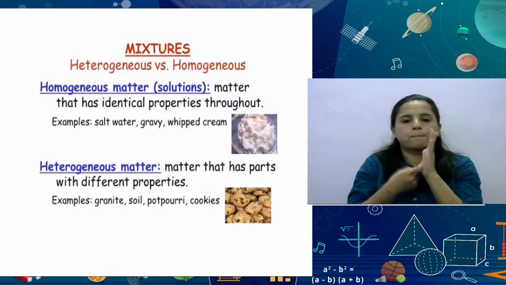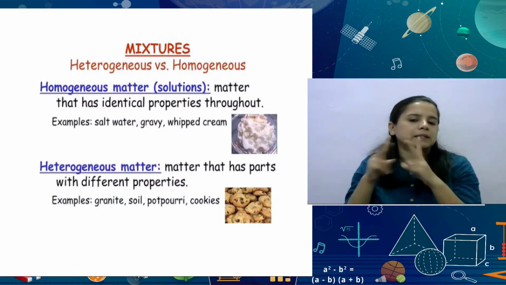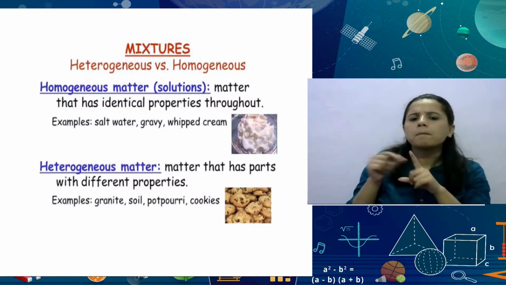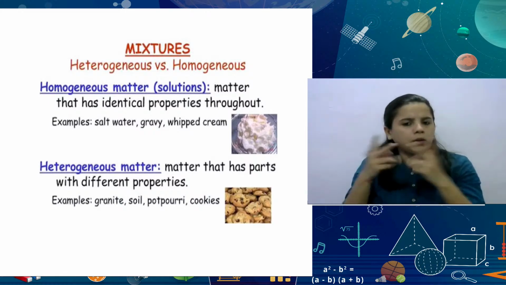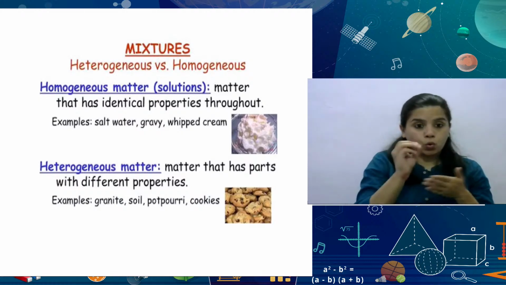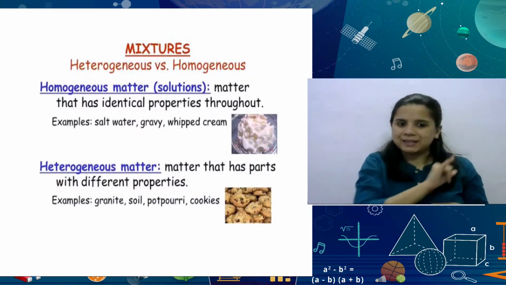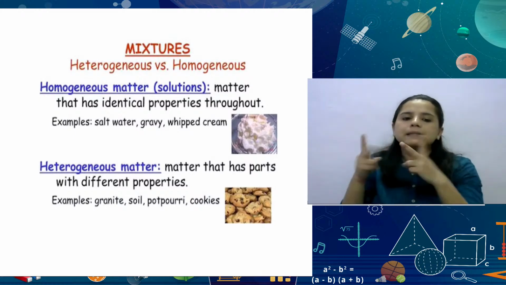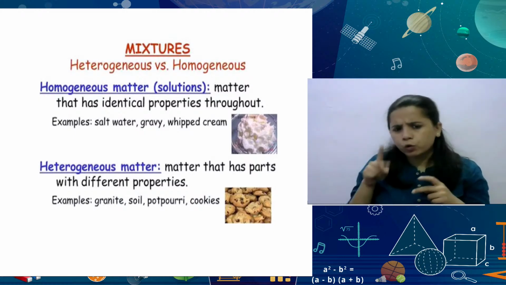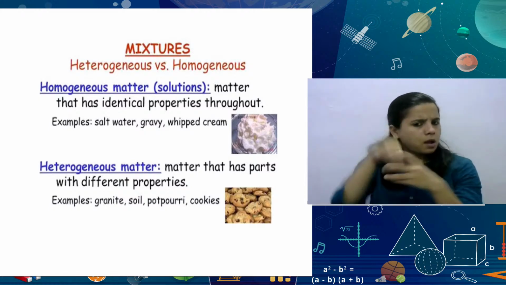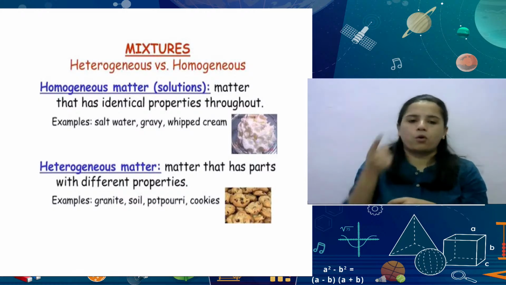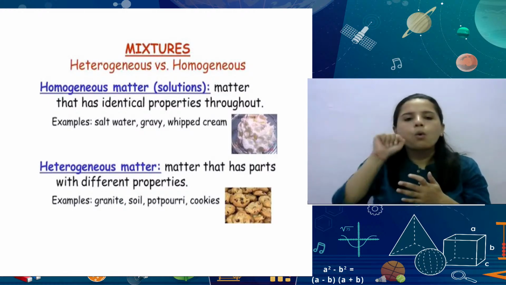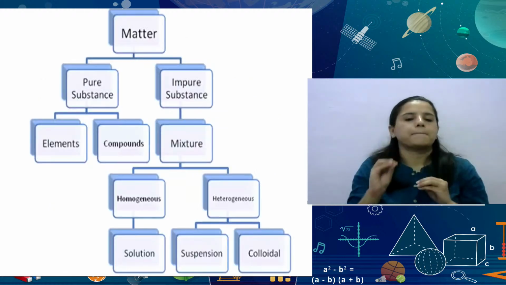Okay, now that becomes an interesting part for us, that mixtures, because they are made up of two or more different kinds of substances, and in homogeneous they have uniform distribution, in heterogeneous they have non-uniform distribution. So because we have two or more different kinds of components mixed together, it becomes important for us to understand how we are going to separate them and learn their characteristics or properties in a better way.